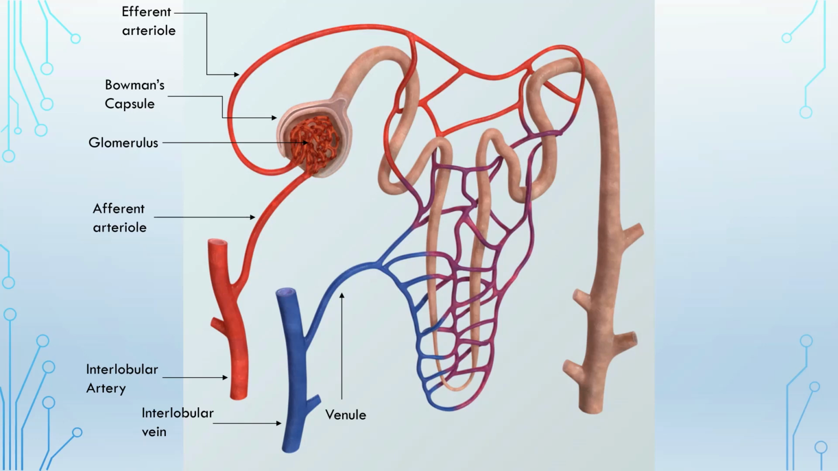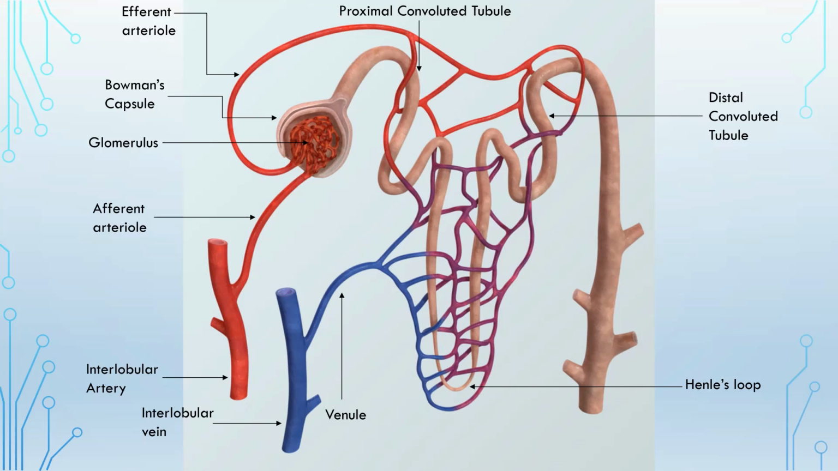The Bowman's capsule continues and becomes the proximal convoluted tubule. It keeps descending and forms the loop of Henle. It has two limbs. One is the ascending limb, another one is the descending limb. Then it forms the distal convoluted tubule and finally drains into the collecting tubule. Around this tubule, the vascular network is called peritubular capillaries.